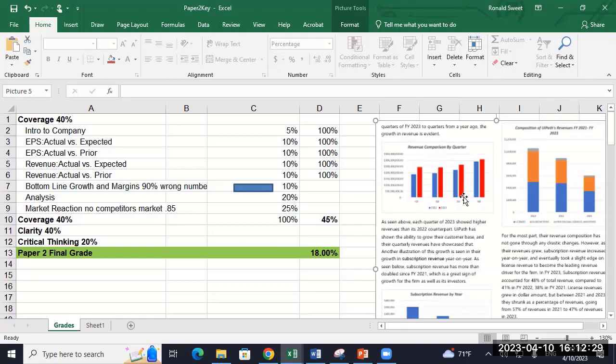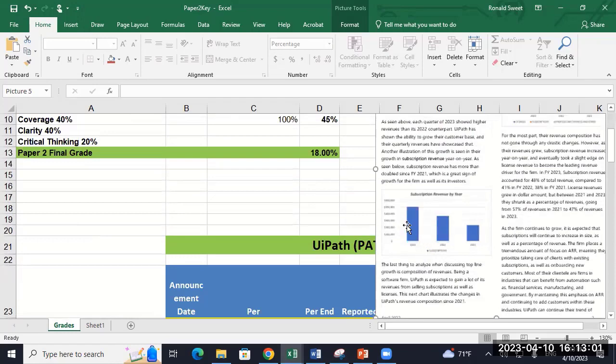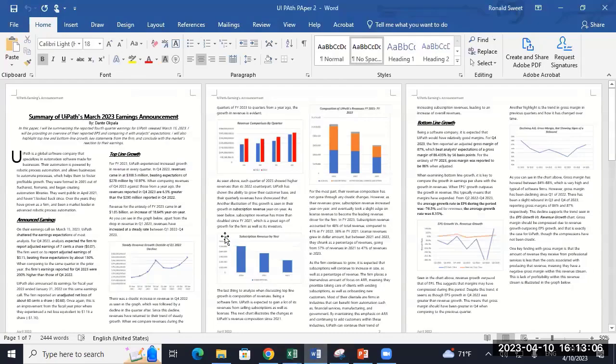That's fine. Anything you want to add that you think adds extra to it is good to show. So essentially revenues are up. The whole year it's been that way. Fourth quarter is actually the weakest improvement. So this looks like a firm that's in strong improvement. Each quarter in 2023 showed higher revenues. UPath has shown the ability to grow their customer base, and their quarterly revenues have showcased that. Another illustration of this growth is seen in their growth in subscription revenue. I can't tell which year is which.